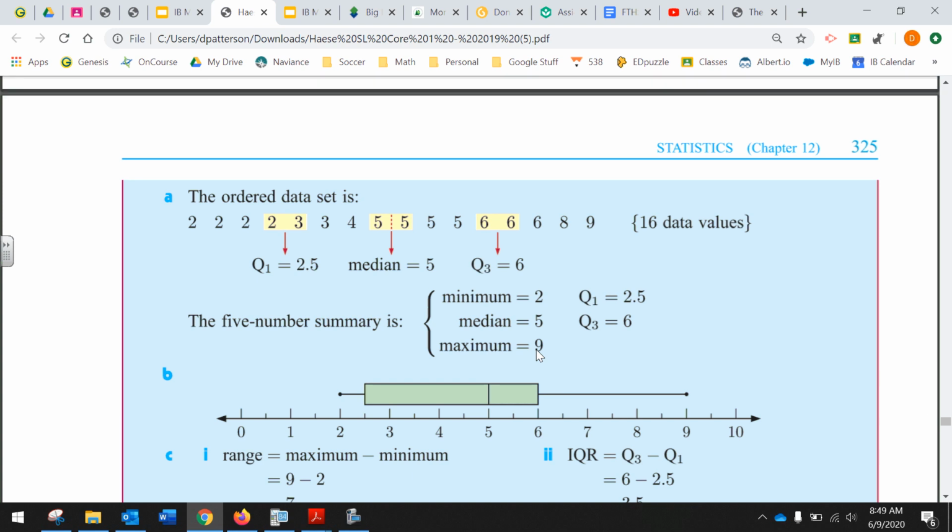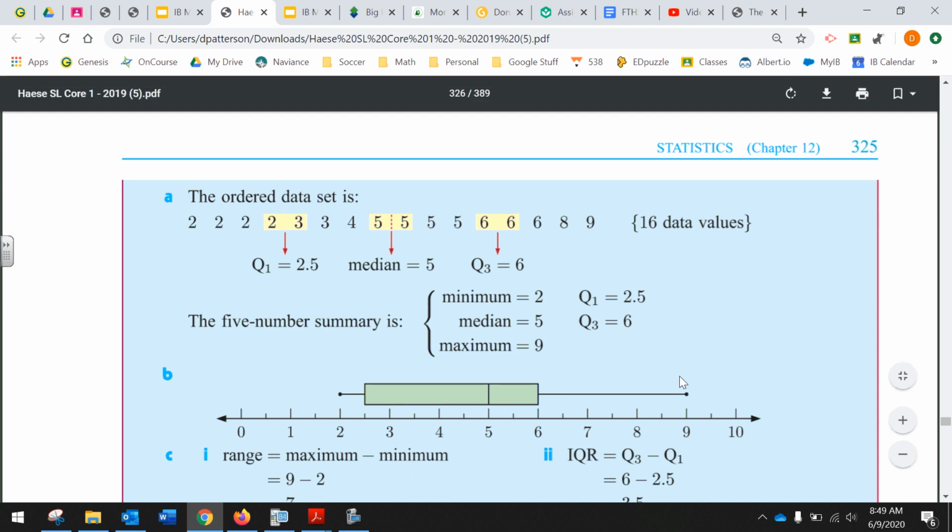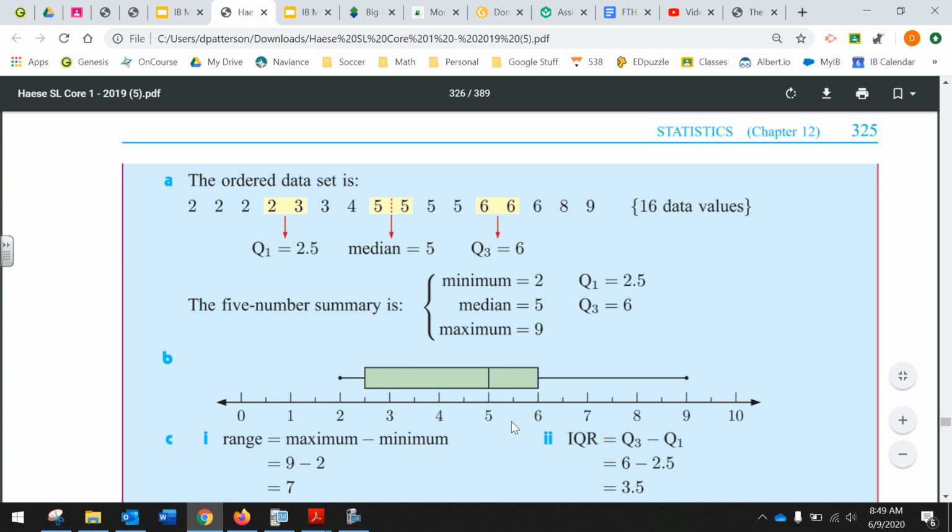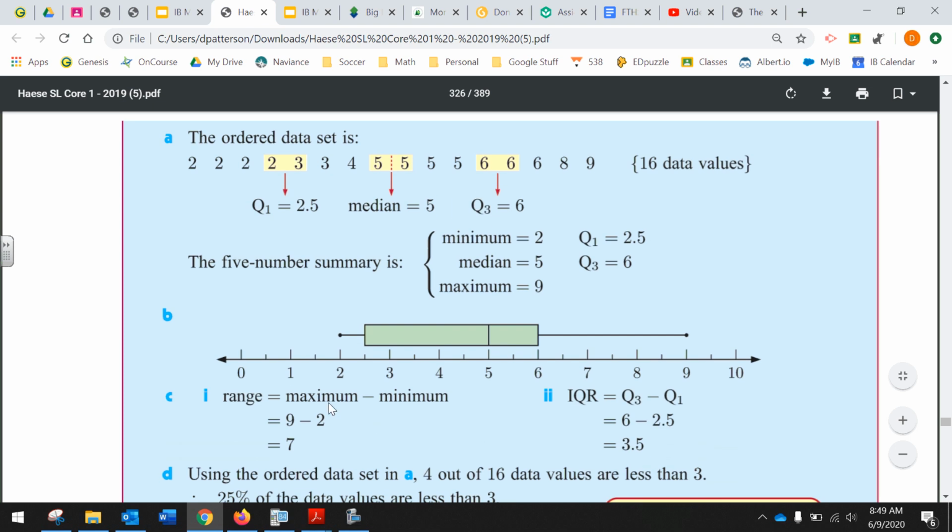So we can make our box and whisker plot by putting the minimum here at 2, the maximum here at 9, a box around the quartiles from 2.5 to 6.5, I'm sorry, to 6, and then a line here at the median of 5. The range is going to be the maximum minus the minimum, so 9 minus 2 is 7, and the IQR is Q3 minus Q1, 6 minus 2.5, which is 3.5.